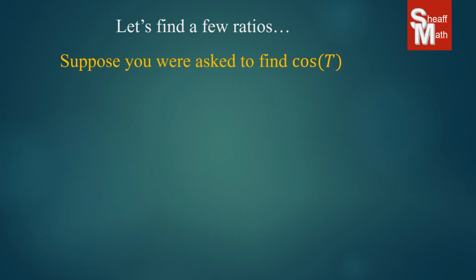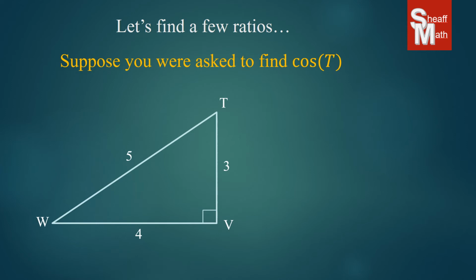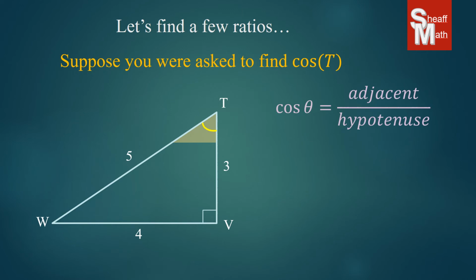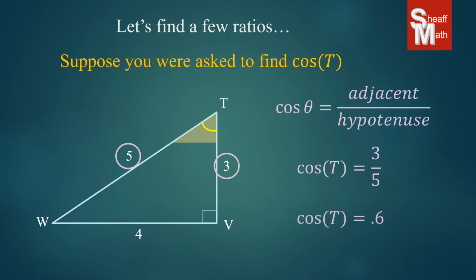Let's try another one. Suppose you were asked to find cosine of t. Same triangle, so we're looking at this t here. Cosine is equal to adjacent over hypotenuse. The adjacent side is 3, and the hypotenuse is 5. So the cosine of t equals 3 over 5, or simplified to a decimal, 0.6. And that's our ratio.